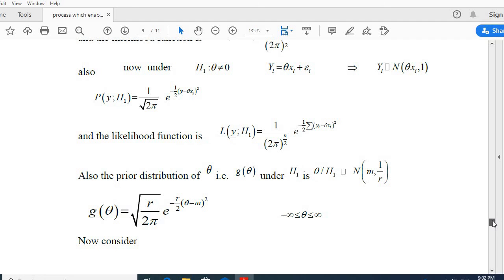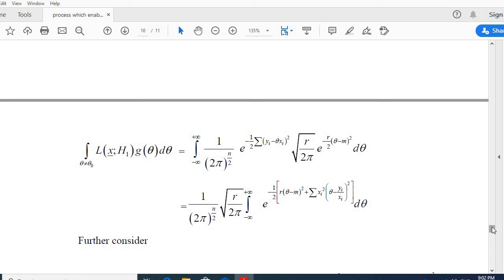Now consider the integral of L(x|θ, H1) g(θ) dθ from minus infinity to plus infinity, which is 1 over (2π) raised to power n by 2 e raised to power minus 1 by 2 sum of (yi minus θ xi) whole squared, into root of r over 2π e raised to power minus r over 2 into (θ minus m) whole squared dθ, which is equal to the expression given here.